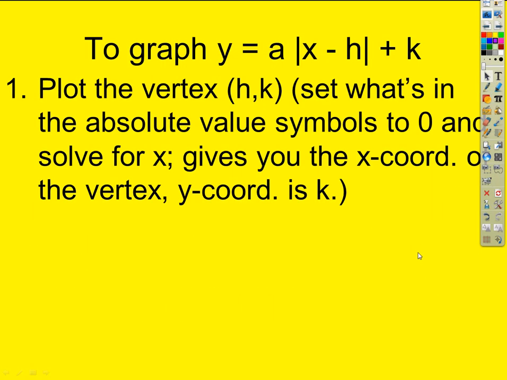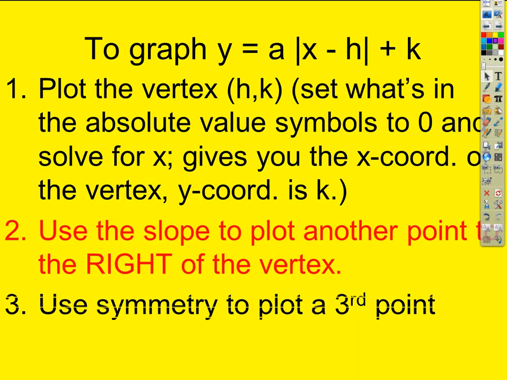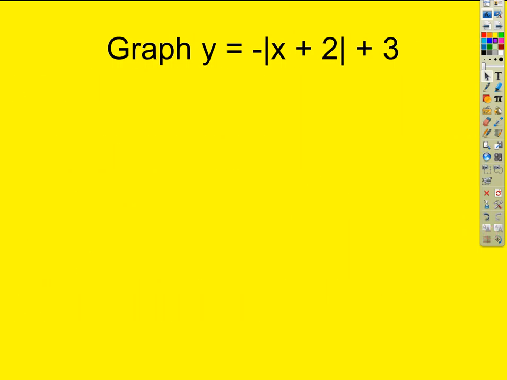So to graph this thing, it's really simple, very simple. All we do is we plot the vertex. That's the point of the V, right? That's our first step on the xy plane. Next step, we'd use a slope triangle to find another point on the right-hand leg. Okay? Then we'll connect or extend. Then we just reflect over to get the left-hand side. So let's do an example. Okay? So what about this?